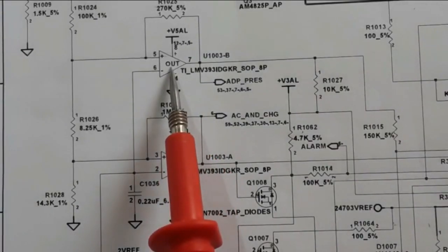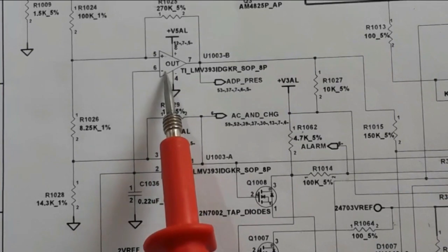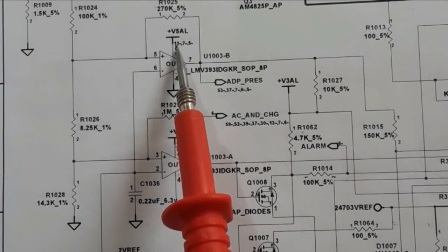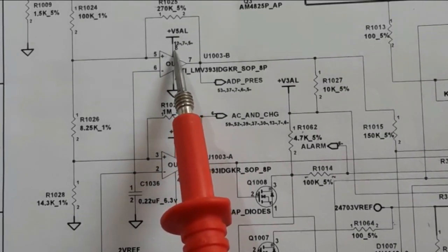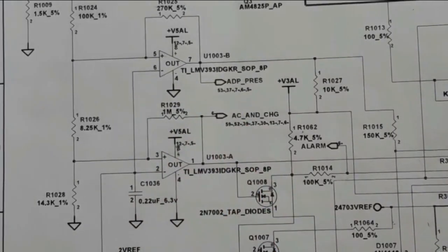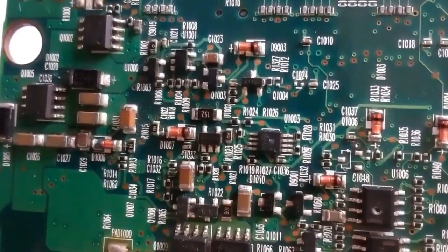Here we're going to see amplifiers. As you can see here, we have plus and minus. This is an IC with 8 pins. As you can see, we have 8 here. So these are the 8 pins, and this is its reference in the motherboard. So let's check that IC in the motherboard.